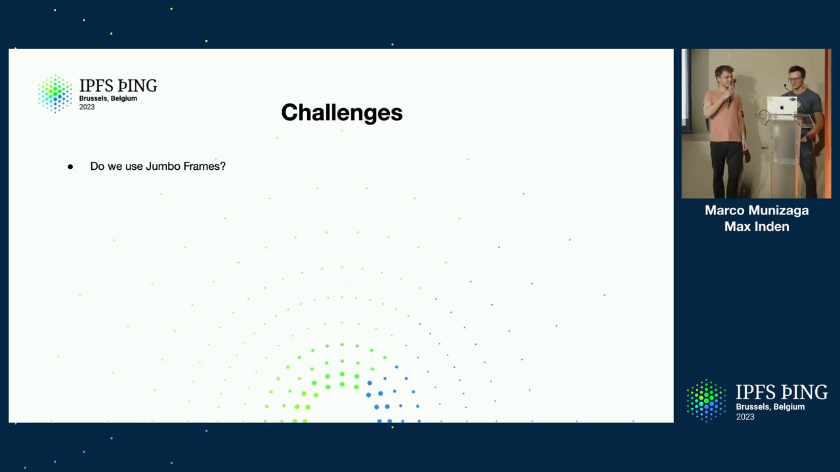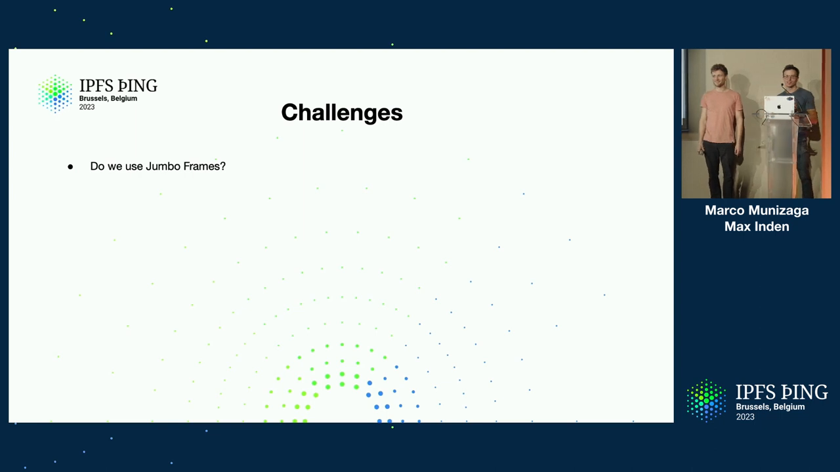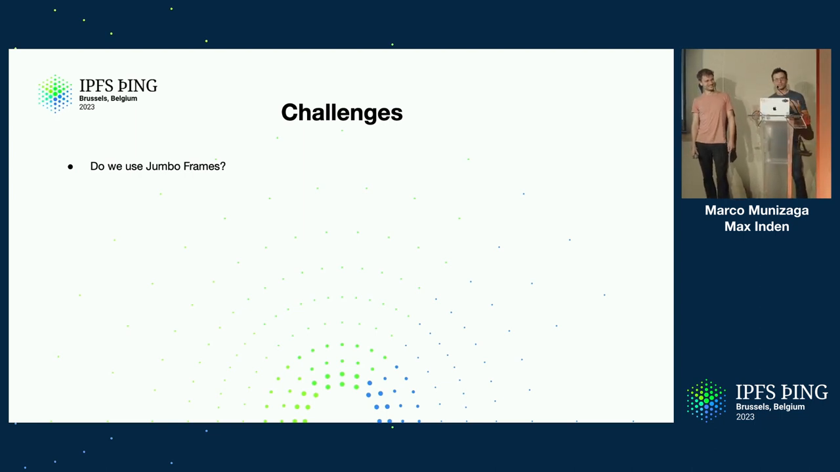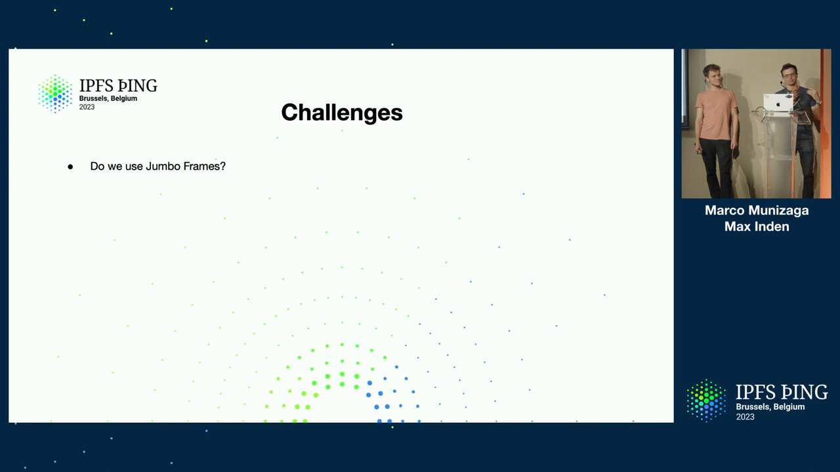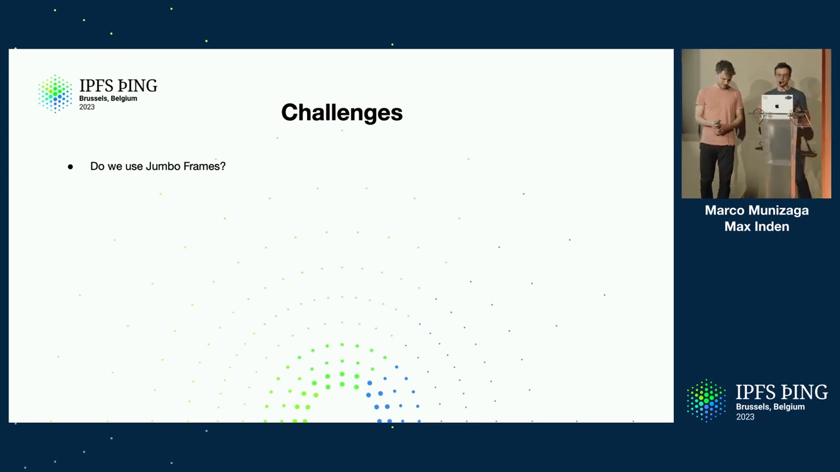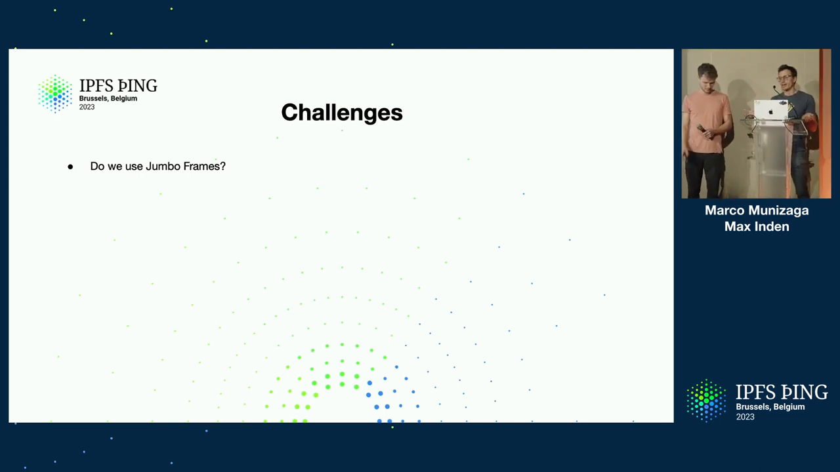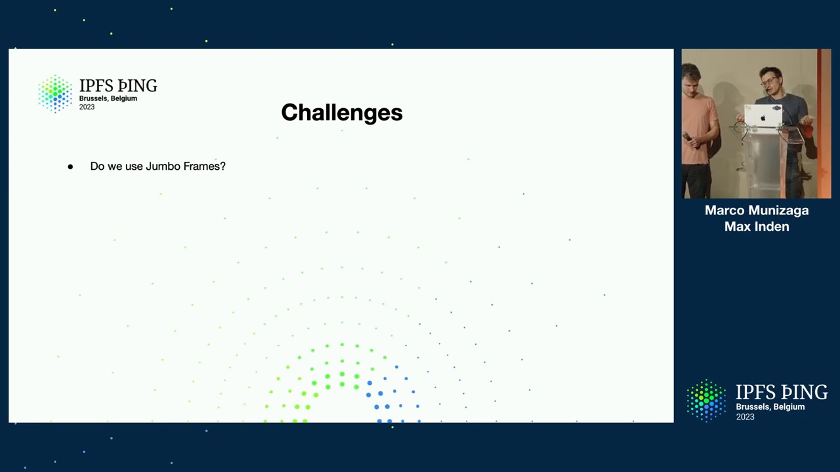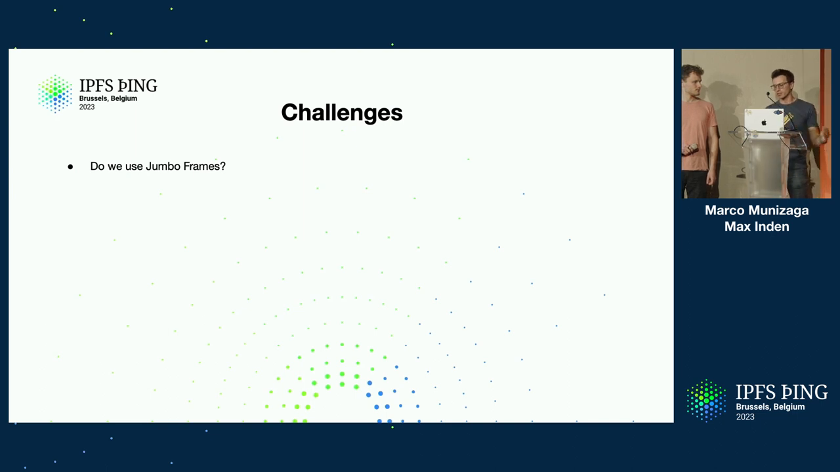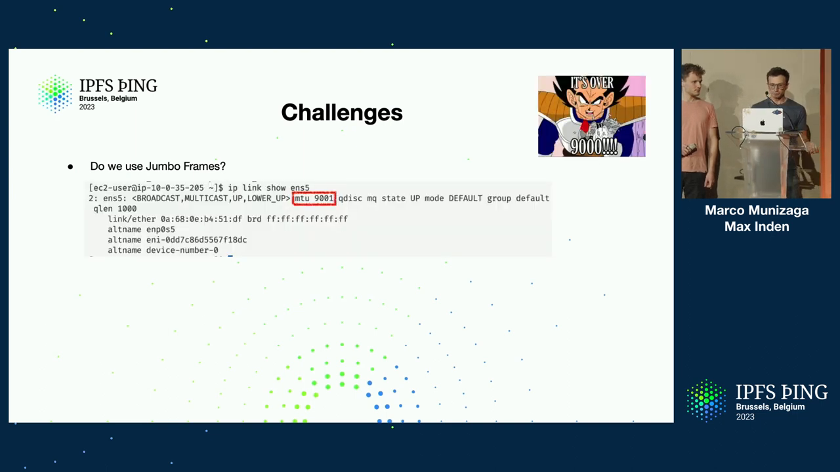What are the challenges? There's this open question of using jumbo frames. And what are jumbo frames? They're any packet that's larger than 1,500 bytes. And when you try to send these over the internet, they'll get dropped or fragmented. But if you're in a data center or in a private network you own, you might be able to use these. We chose not to use them because we want to shoot for something that's more realistic to what most users will see.